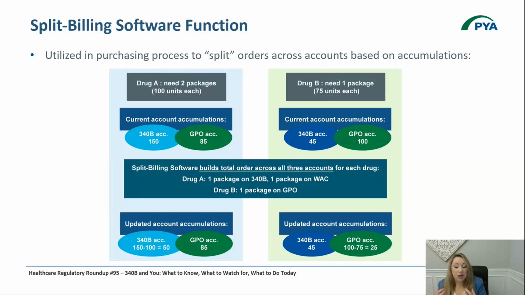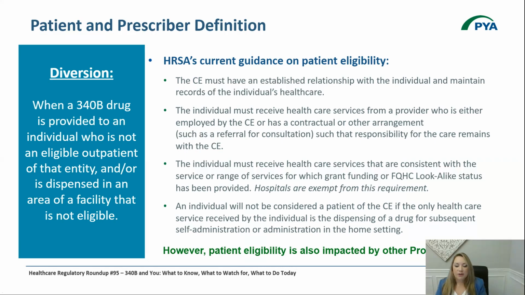It's called split billing for a reason. So it really looks at the package sizes associated with drugs, the eligible accumulations, so what the organization has dispensed under each of the various types of accounts, and then which accounts have enough accumulations to buy more. And so this system is deciding what drugs need to be purchased on a GPO account versus what drugs need to be purchased on either 340B or perhaps on a WAC account. I told you I was going to go quickly.